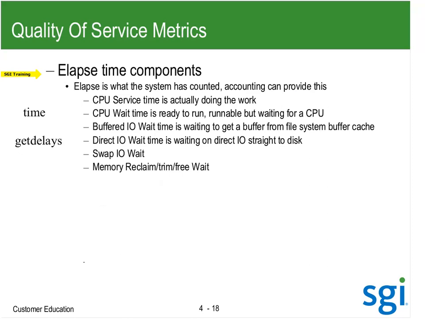So again, I want to get to my elapsed time components. The time command will give me the service times, but not the wait time. So getdelays is a Linux tool that will give me CPU wait, disk wait, swap wait, and it also gives me a memory reclaim wait, how long my process waits to push memory down and recover memory. And I'm going to start using those as much as I can.